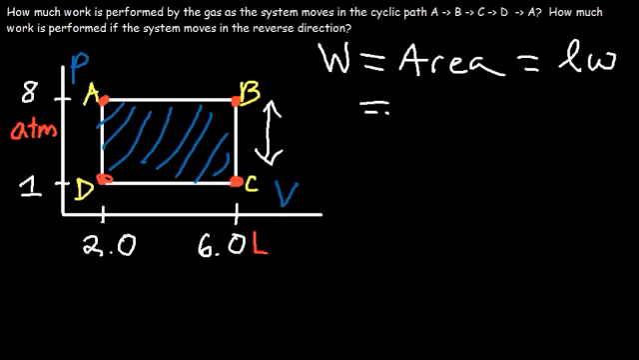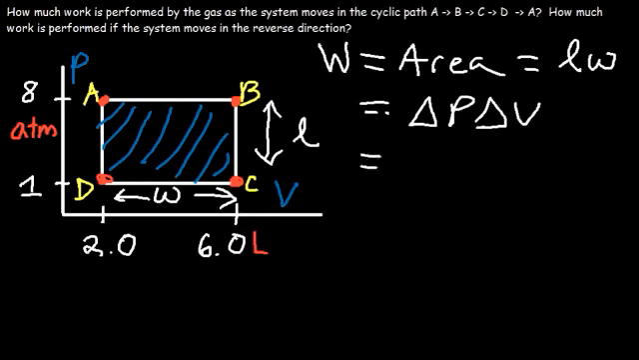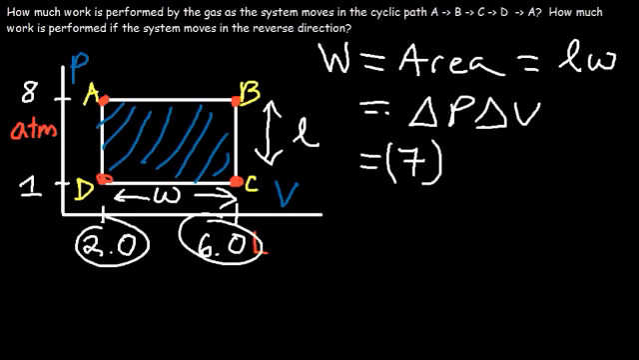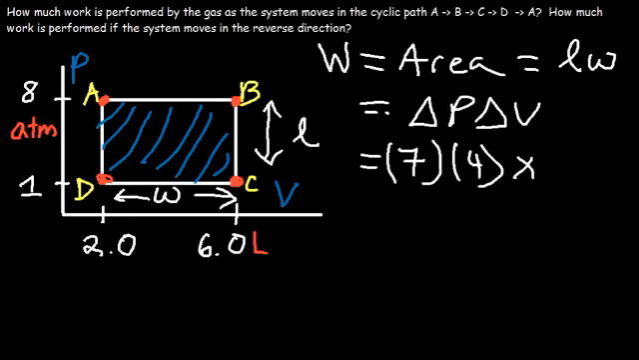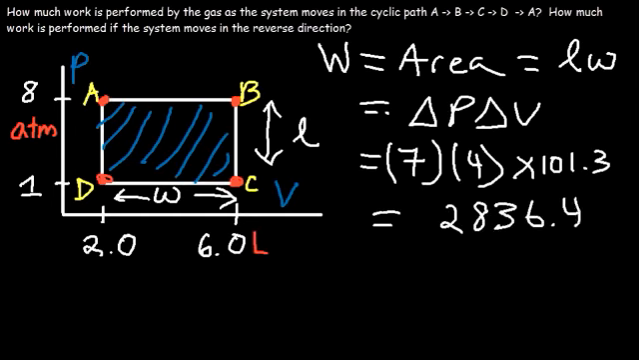The length of the rectangle, as you can see, is the change in pressure, and the width of the rectangle is the change in volume. The change in pressure is the difference between 1 and 8 atmospheres, so that's 7, and the change in volume, 6 minus 2, so that's 4. And we need to convert it to joules, so we're going to multiply it by 101.3 joules per liter per atmosphere. So the work performed is 2,836.4 joules.